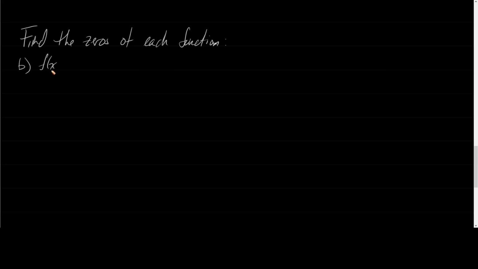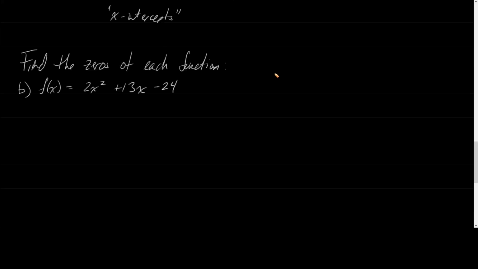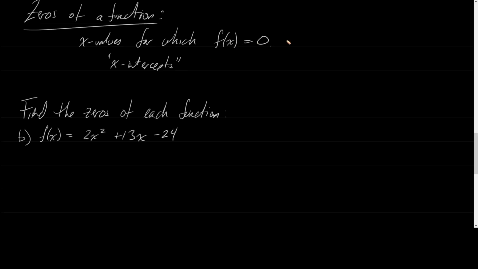So let's say I have f of x is equal to 2x squared plus 13x minus 24. So let's see, what can we do here? We're going to find the zeros of the function, so the very first thing we need to do is, by definition, set it equal to 0, and then find the x values. So I've got 2x squared plus 13x minus 24 is equal to 0.